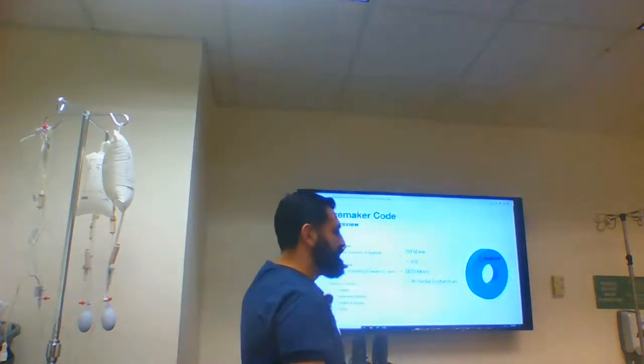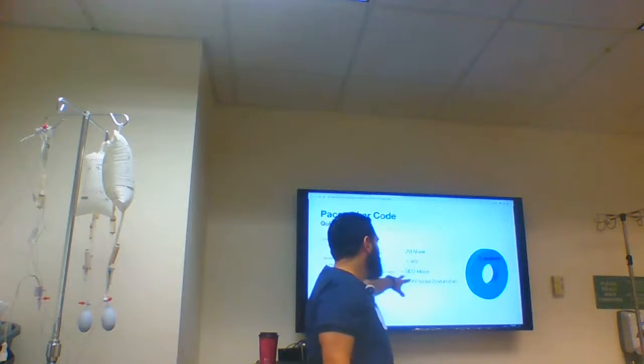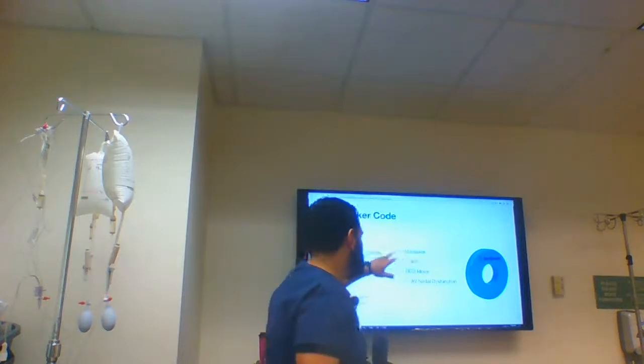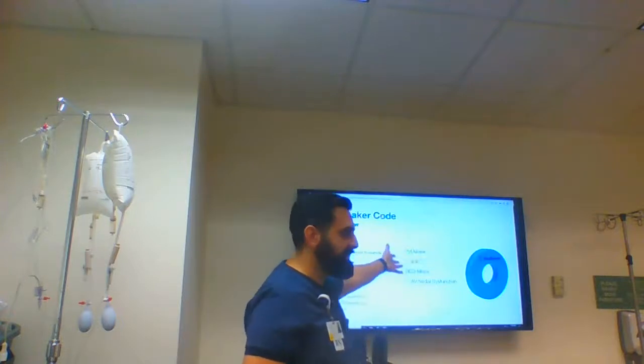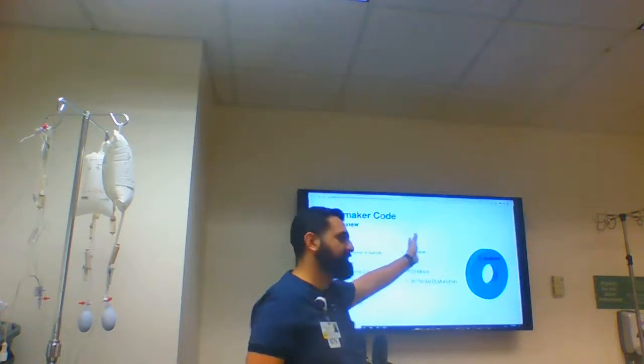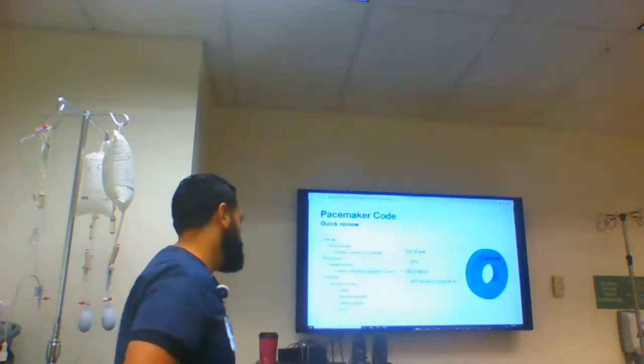So your most common modes that you're going to see here are VVI and DDD, right? Along with this, you'll have a rate. So it'll be like VVI 90 or DDD 90, whatever. DDD like 60 typically, or 70.